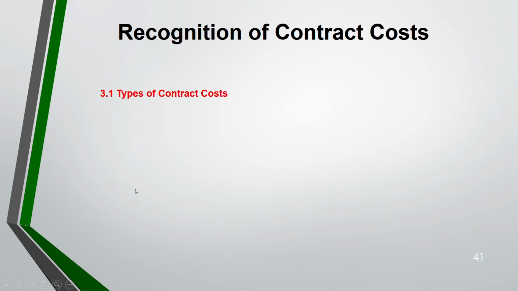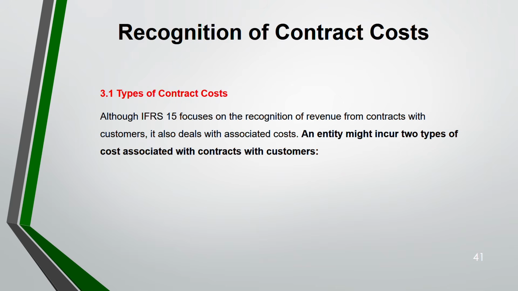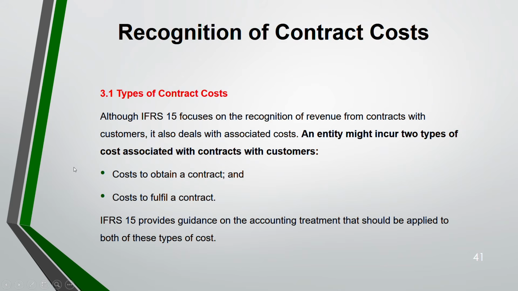Now we are moving on to the contract cost. Recognizing contract cost. How do you do that? The types of contract cost. Although IFRS 15 focuses on recognition of revenue from contract with customer, it also deals with the cost. An entity can incur two types of cost regarding contracts with customer. First, cost to obtain a contract. Next, cost to fulfill a contract. IFRS 15 provides guidance on the accounting treatment that should be applied for both these types of cost.